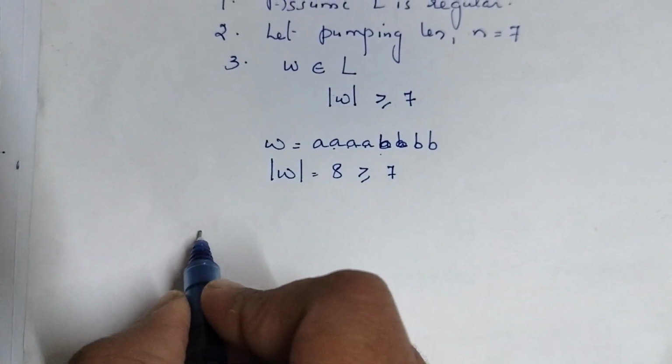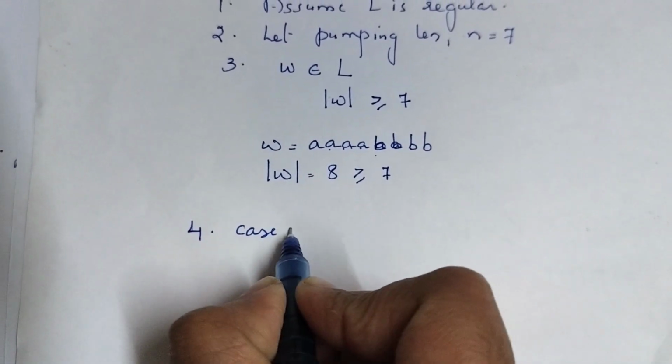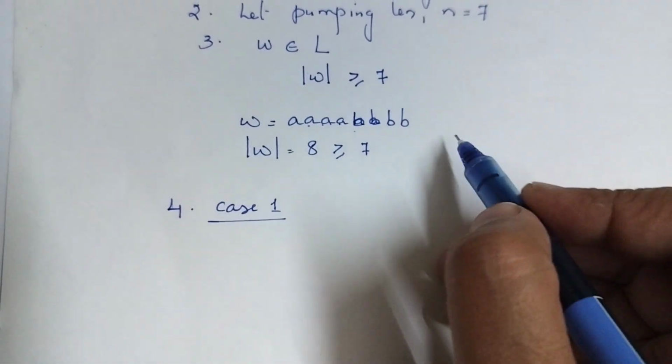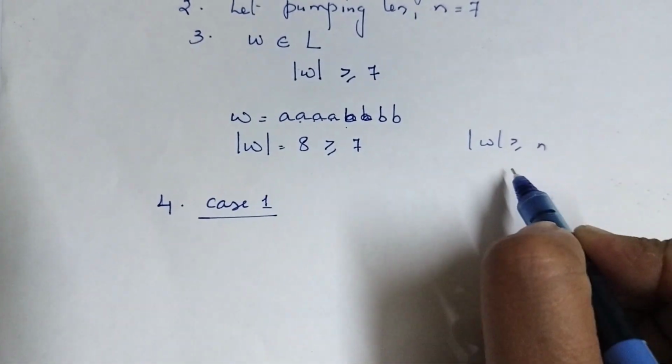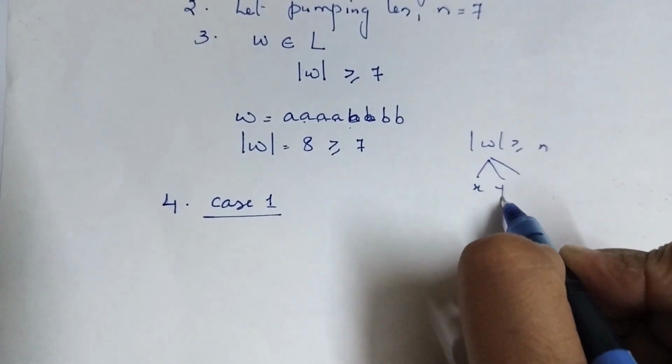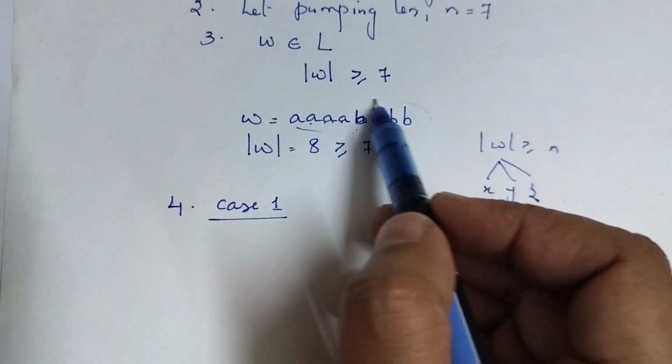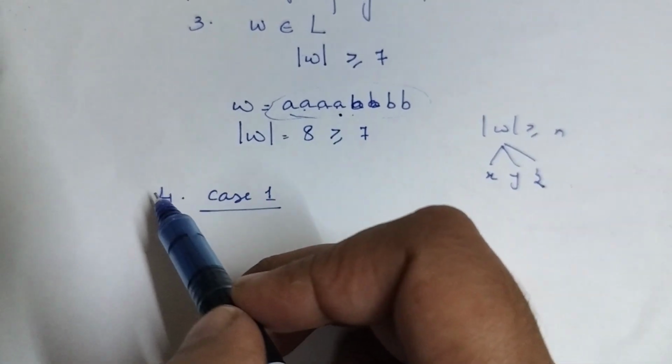Now I am taking some cases here. I am taking case 1. In case 1, if the length of the string is greater than or equal to n, then we can divide w into 3 parts, x, y, z. So I am dividing the string into 3 parts. That is our fourth step.